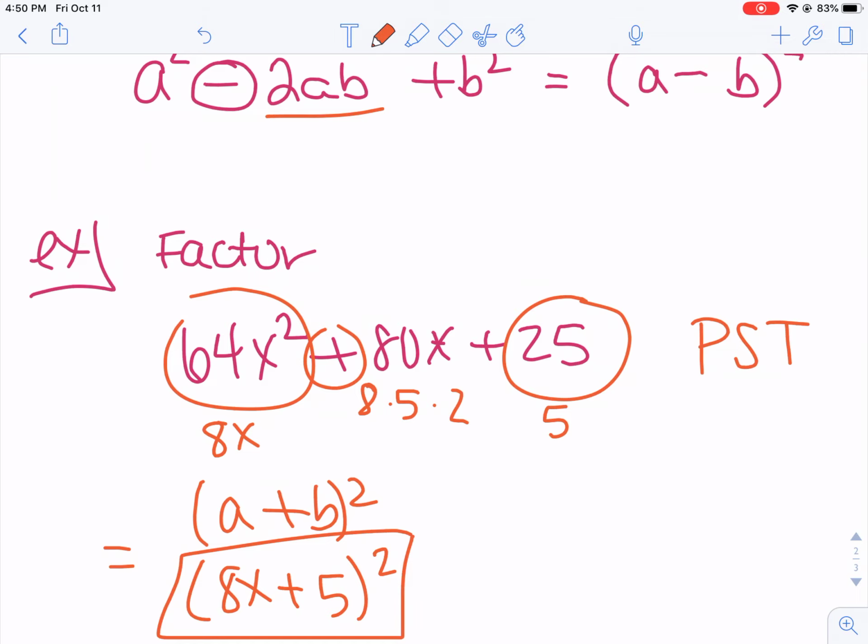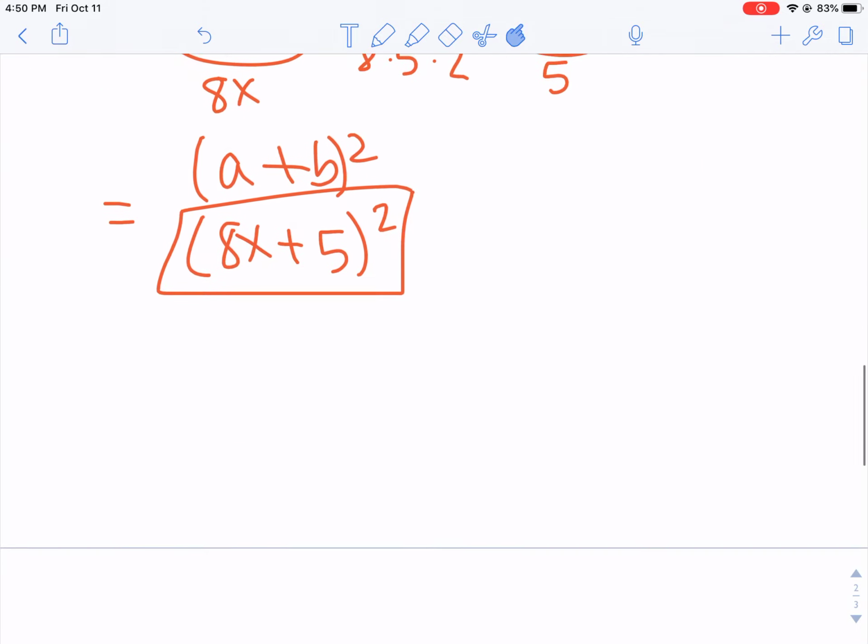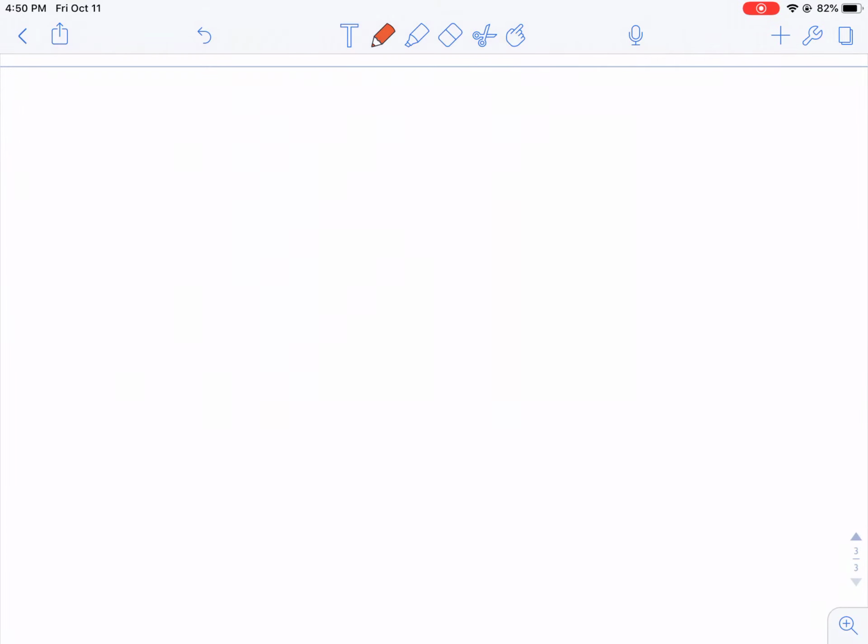That's all you're doing. Now, you have to know the rule, so that's kind of the complicated part of it, but once you realize the rule, it's not so bad. Okay, we're going to do another one.